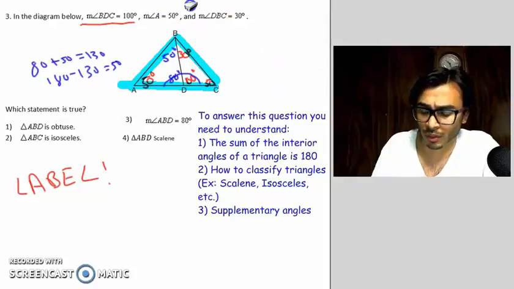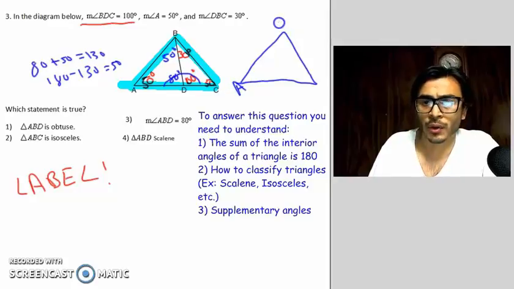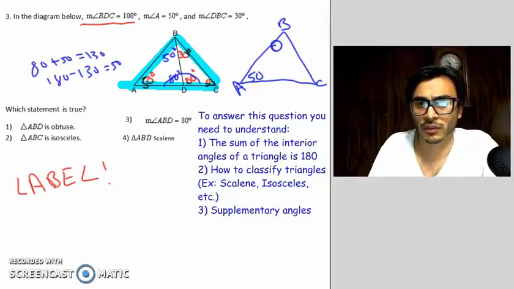Let me make some room here. Another way to look at it is just draw it separately, triangle ABC. So this is 50. 50 plus angle B over here is going to be the addition of 50 and 30, which is 80, and then angle C is 50.